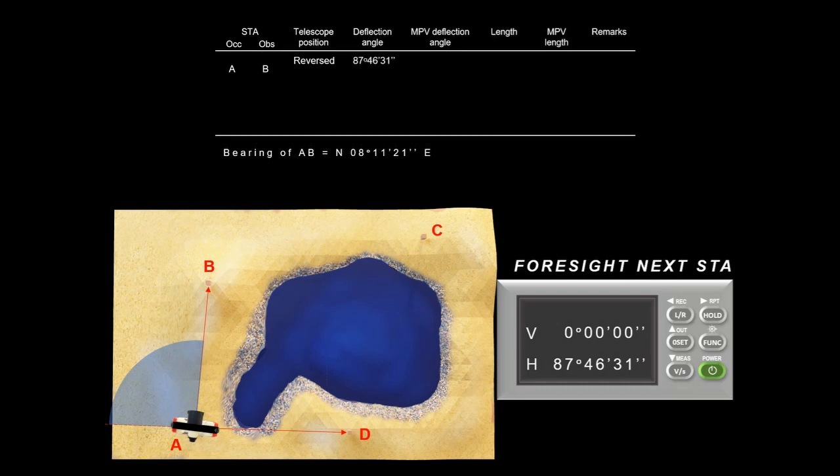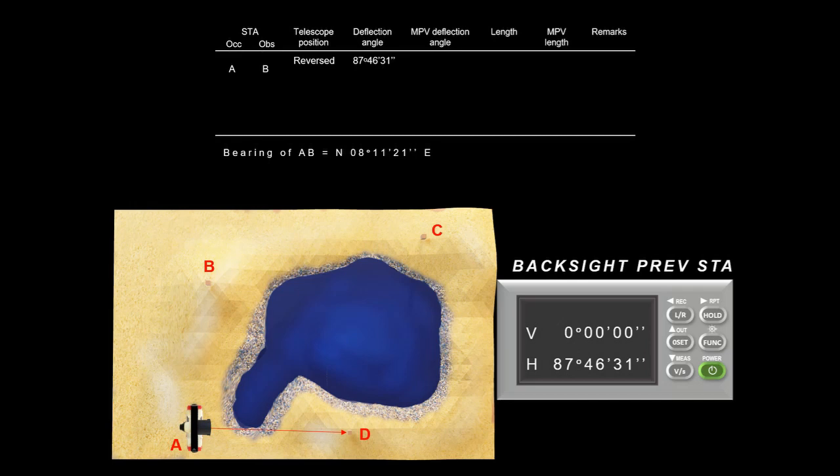Under the telescope position column, indicate reversed, since we did the reading while the telescope is in reverse position. And record the value of the deflection angle as well. But the reading doesn't end here. We read the deflection angle twice to eliminate the collimation error along the horizontal axis. Press the hold button twice again to freeze the angle reading and have a backsight on the previous station while your telescope is still in reverse position.